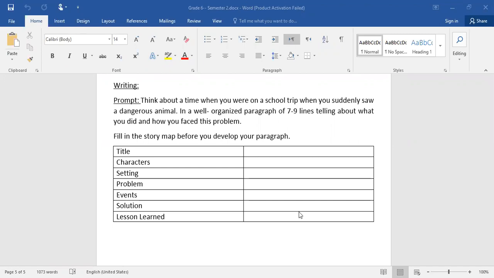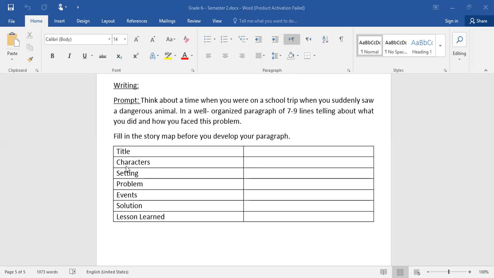Okay, guys. So this is the prompt, and you were, for example, at a school trip to the forest, to the zoo, anywhere, and then you saw a very dangerous animal and you had to face it and so on. In an organized paragraph, a narrative, tell us what happened with you. First, what I want you to do now is to fill in this story map. Start filling the story map on your papers.